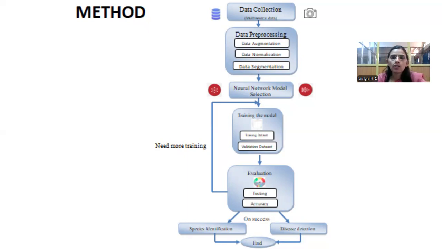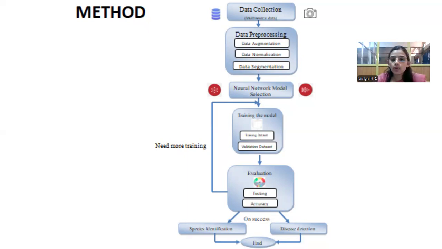Here, the first step starts with the data collection, where we collect the data from multiple sources like publicly available data, or we can also collect the data real time to ensure comprehensive data set. The next step includes data pre-processing, which in turn includes the sub-steps like data augmentation, data normalization, and data segmentation.